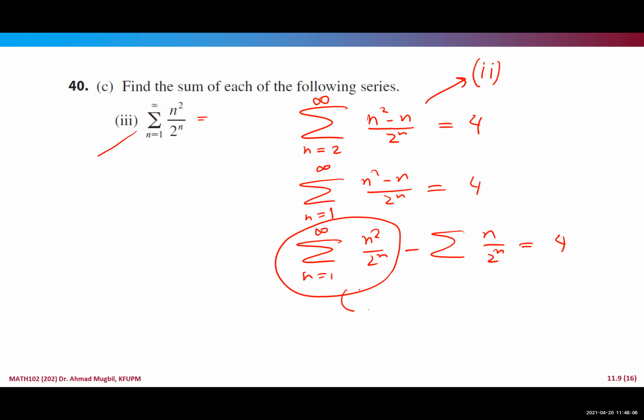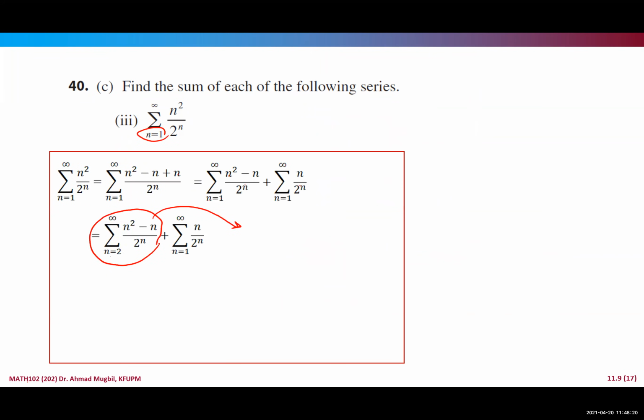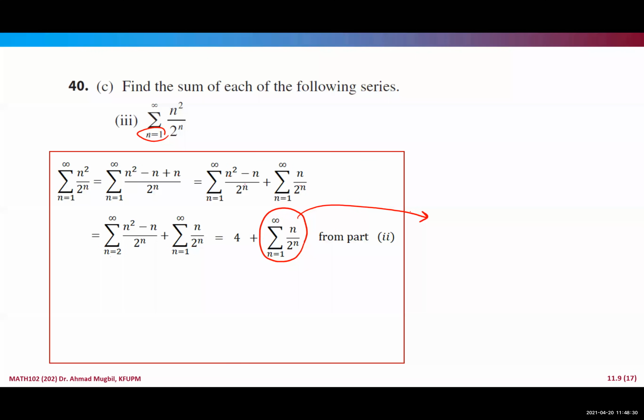So it will be equal to 4 plus this, with n starting from 1 to infinity. So the question is, what is this? This is exactly the same as we have here. We stopped here. Now, who can tell me how to find this? It is so easy. I think now you have learned the tricks. Anyone other than Walid?